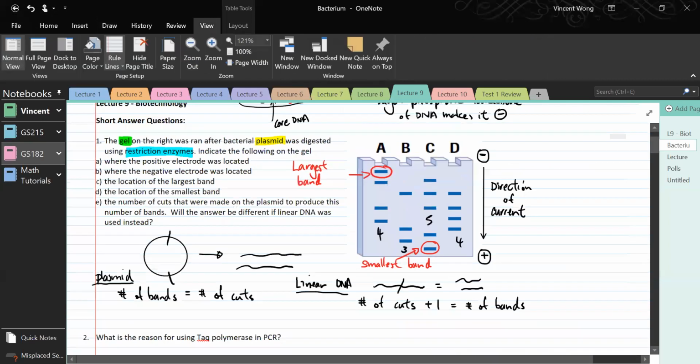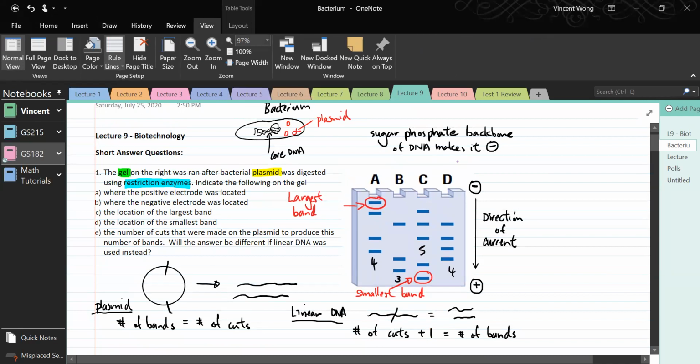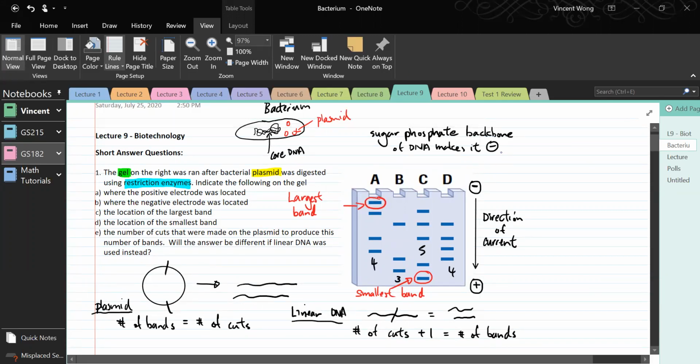What is the name of this process? Anybody? Help me out here. What is it called? That's okay. This is called electrophoresis.